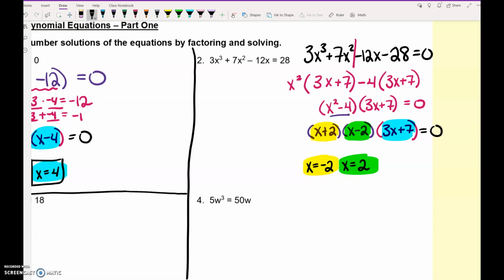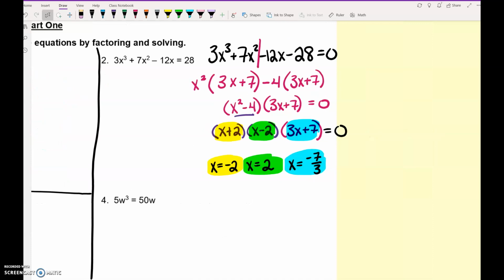Okay, some of you already know the pattern. The answer is negative 7/3. If you're thinking, how in the world did you get that without showing any work? I will show you. But what you need to do, if you need to show work, you take the 3x plus 7 and put it equal to 0. Subtract the 7 on both sides to get 3x equals negative 7, and then divide both sides by 3. That's how you get the negative 7/3.